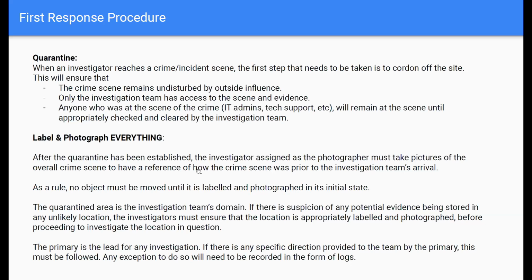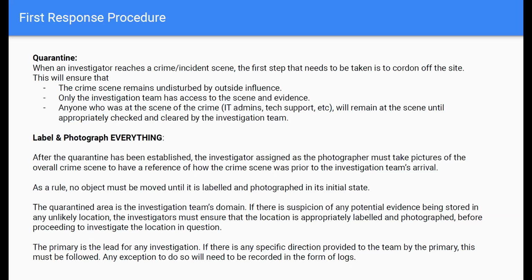So it's good to make sure that you don't move anything until you've labeled it and taken a photograph. If there's nothing there, that's fine. At least you did your due diligence. And if there's no evidence, that's great. If there is evidence, at least you have that recorded.